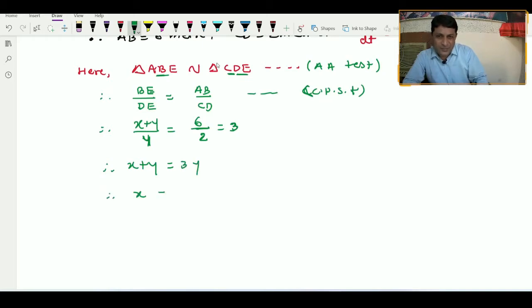So X will be equal to this plus Y, on this side it will become minus Y. 3Y minus Y will be equal to 2Y. Now we are differentiating it with respect to t. So the derivative of x with respect to t is dx by dt, and on this side we will get the derivative of y with respect to t, which is dy by dt.